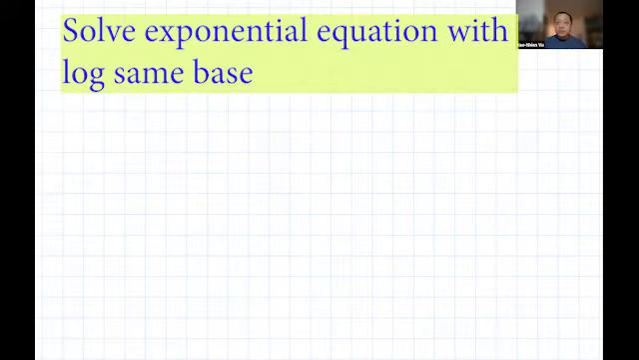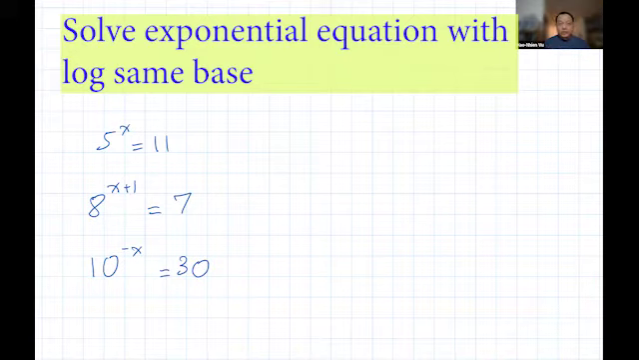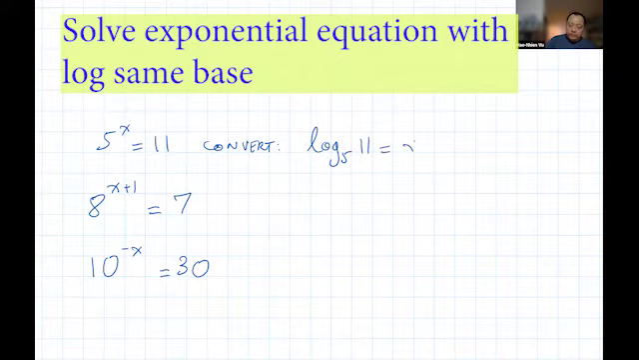Since logarithm is the opposite of exponential, we can use logarithms to solve exponential equations. Let's take these three examples. First one, 5 to the x is equal to 11. Convert it to logarithm. I get log base 5 of 11 is equal to x. And actually, I'm done. This logarithm is just a number. Some computer will be able to tell us what it is. So once I've arrived at x equals log base 5 of 11, I'm done. This is the solution.